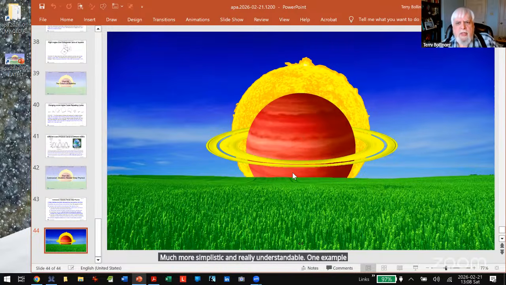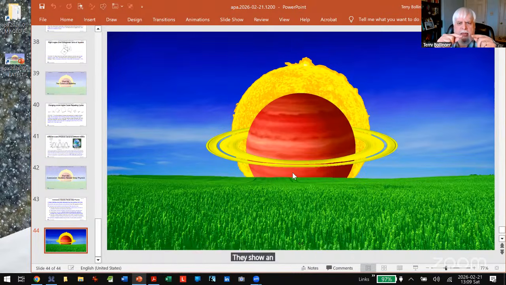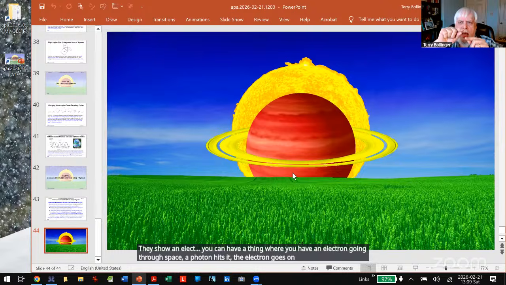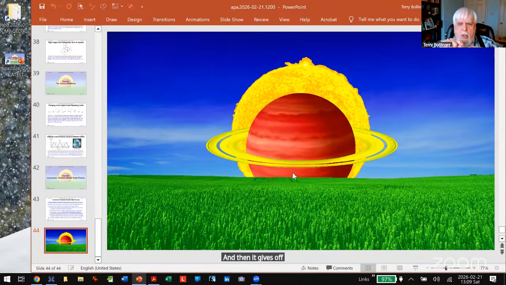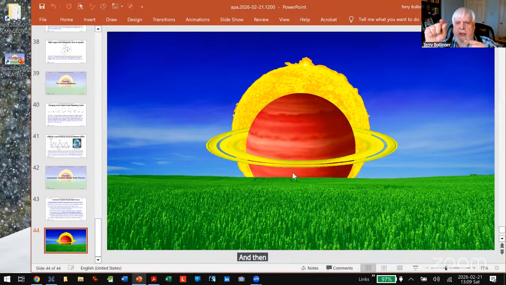One example, and again, this is from slides that I'm not presenting today, is this interesting case of the Feynman diagrams. When you look at them, you can have an electron going through space, a photon hits it, the electron goes on for a little distance, and then it gives off a photon again, which you call scattering the photon. One of the things they tend not to emphasize when you learn that in physics is that both of those vertices, the one where the photon hits the electron and is absorbed, and then the electron carries it and comes back out, are physically impossible.